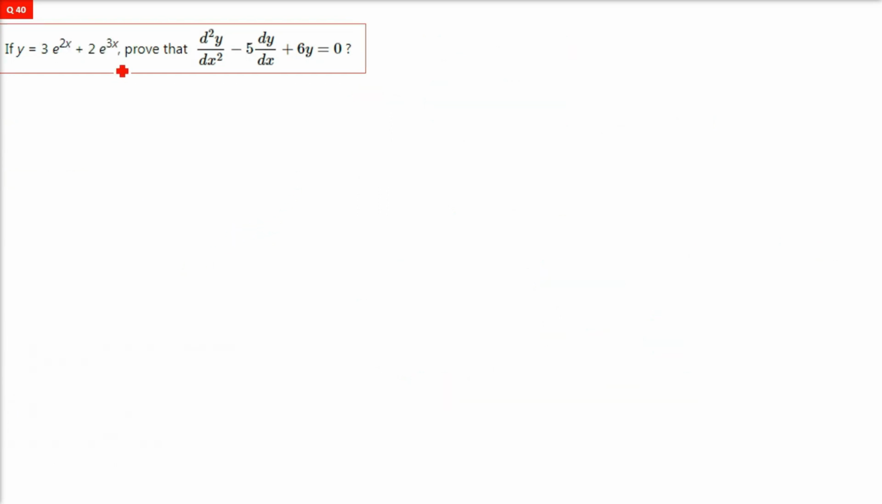y is equal to 3 e to the power 2x plus 2 e to the power 3x. We have to prove that d2y by dx2 minus 5 dy by dx plus 6y equals 0. So this question you can do by yourself. It's quite easy, but let us complete it by solving. y is equal to 3 e raised 2x plus 2 e raised 3x.